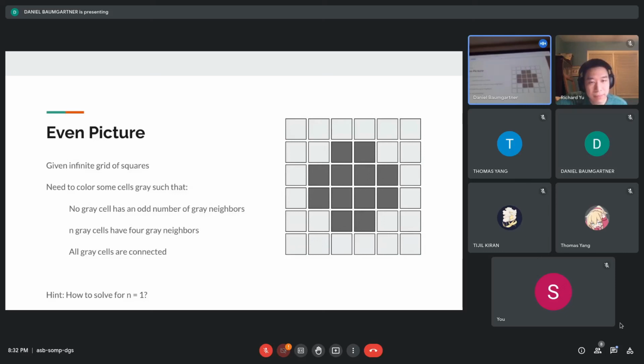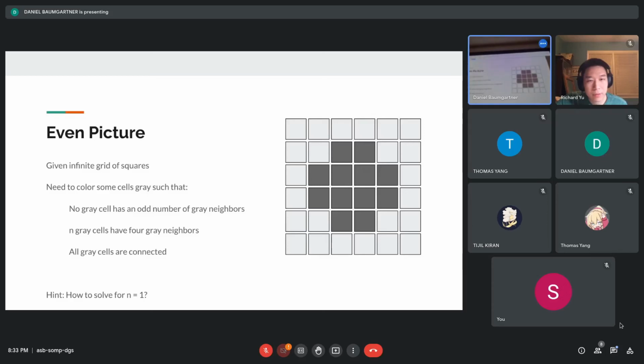Wait, sorry. Can't be odd. What's the hint saying? The hint is saying let's say you fix n as 1. What would the solution look like in that case? Usually, a hint like this implies an inductive way of thinking. So once you have 1, how can I get 2? Now that I have 2, how can I get 3? Is there a pattern?